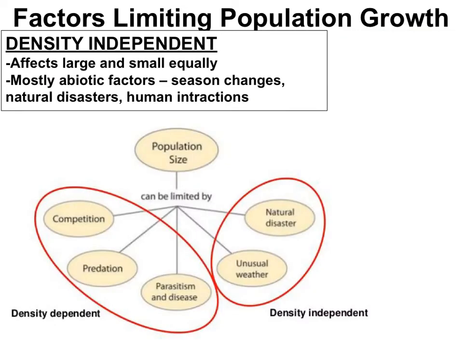Population size can also be affected by density-independent factors. These factors are ones that affect large and small populations to the same extent. Density-independent factors tend to be abiotic or non-living things like seasonal weather changes, natural disasters, and human interactions like habitat loss. Imagine a mosquito population. Once the weather changes, regardless of a mosquito population being large or small, the cold weather is going to kill them off no matter what.